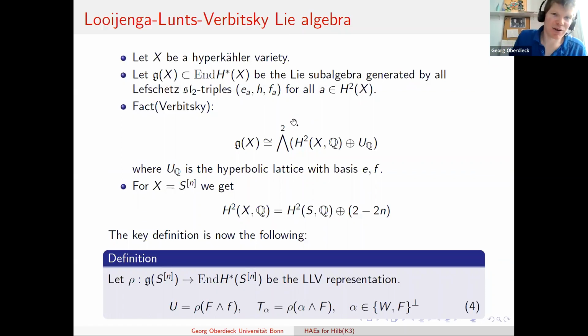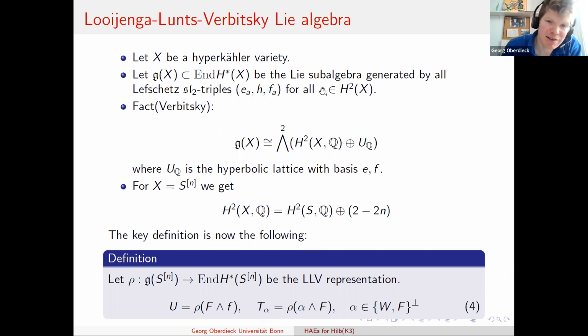So what is this algebra? This is an algebra that you can attach to any smooth projective variety, but which is particularly useful for hyperkähler varieties. If you have X a hyperkähler variety, you can look at the Lie subalgebra of the Lie algebra of endomorphisms of your cohomology which is generated by all Lefschetz sl2 triples e_a, h, and f_a, for all a where such a triple exists.